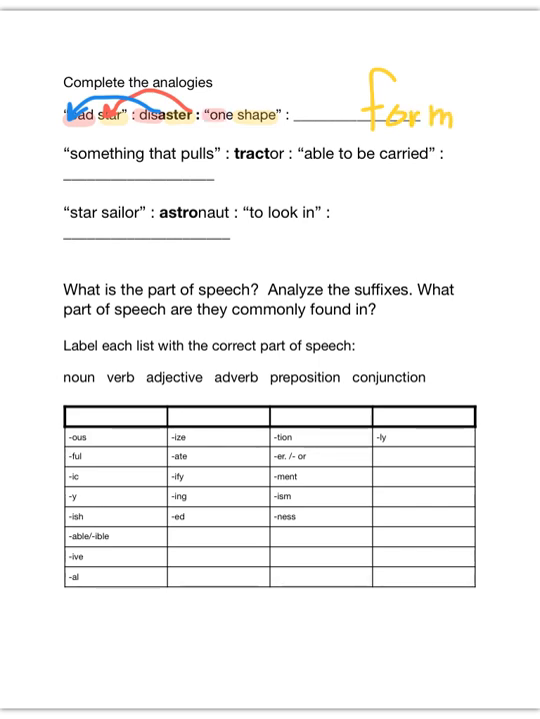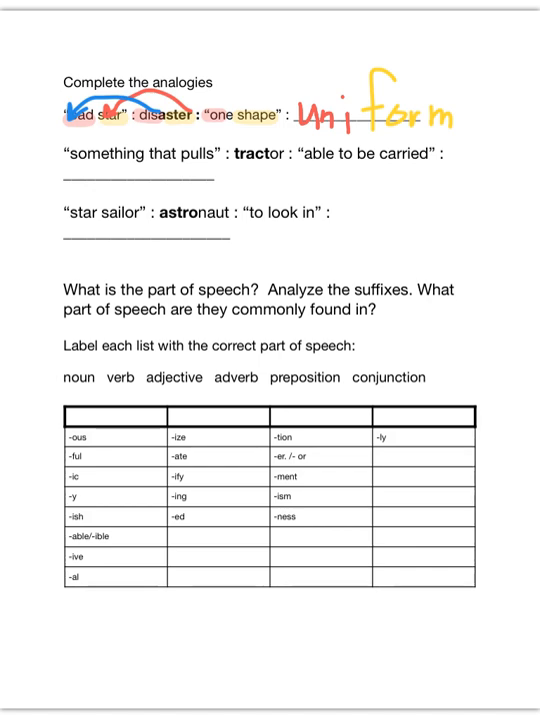So what I need to think about now is, okay, the root is form, but what word means one shape? So when I think of the prefix one, I think of a one-wheeled bicycle, like a unicycle. Somebody who has one big old eyebrow across their forehead, a unibrow. So I'm thinking that one in this context must be Latin, the Latin prefix uni for uniform. So bad star is to disaster as one shape is to uniform.